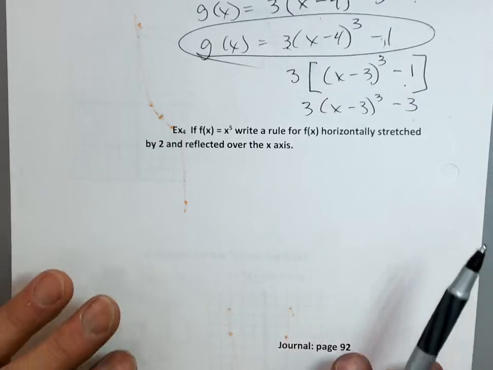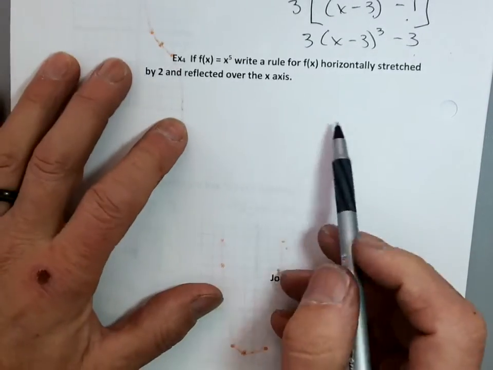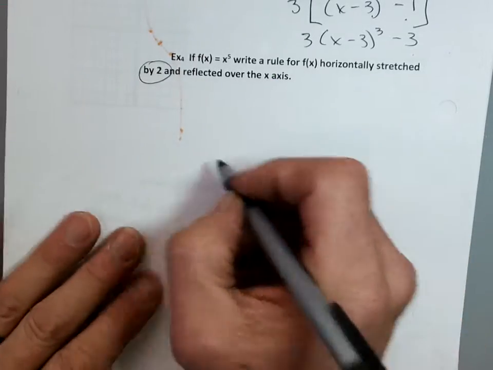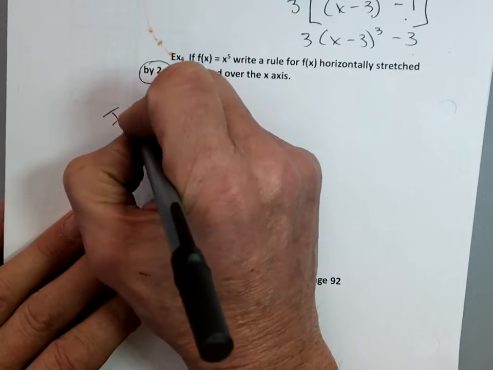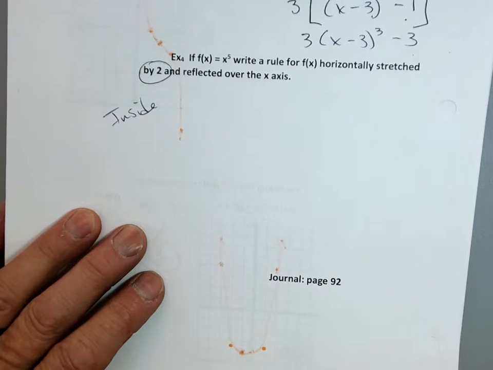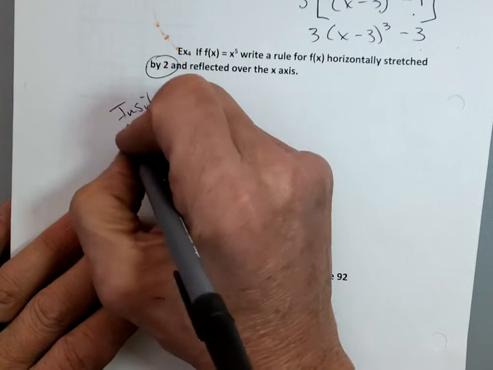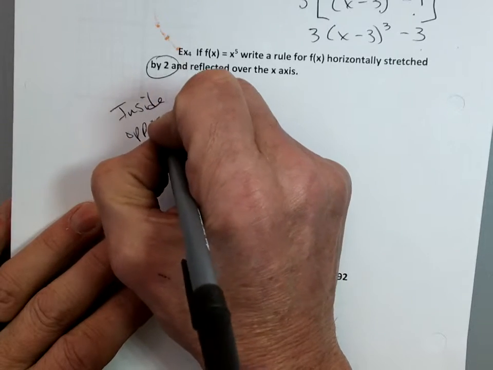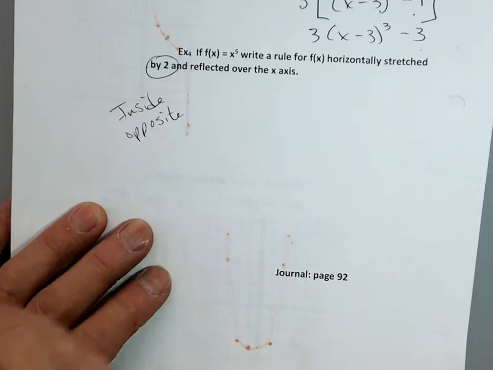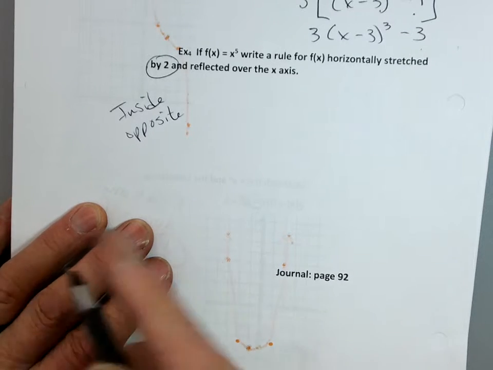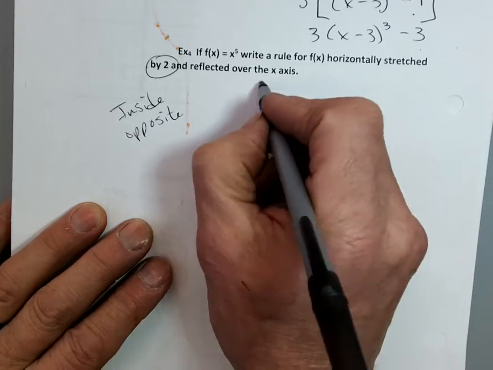Okay, example 4. Write a rule. So horizontally stretched by 2. Now you got to be careful. This is on the inside. This is the one that kills us all, okay? It's got to be on the inside, but the opposite. So that would be -2x. It's going to be a 1/2. So, and reflected over the x-axis.